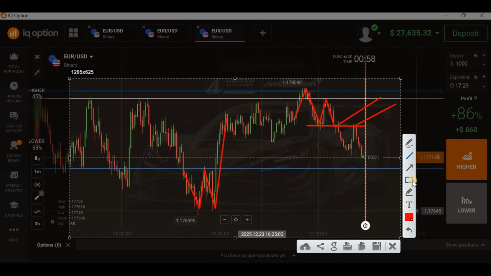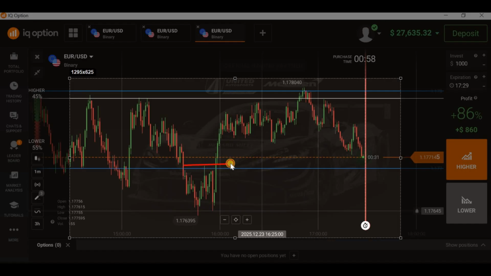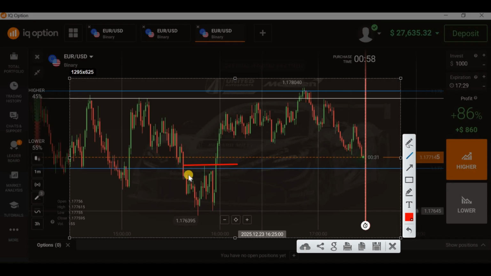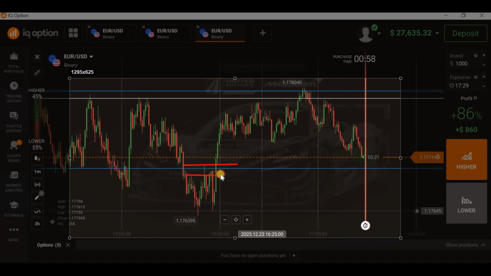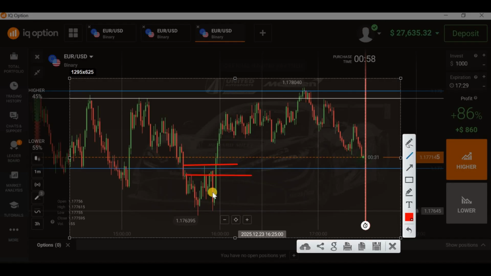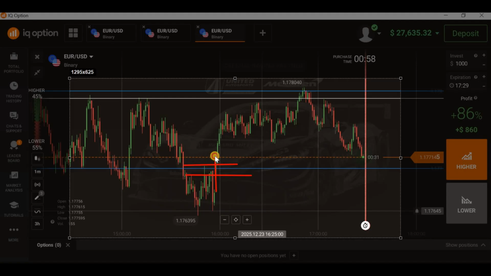Now let us put our neckline for this double bottom, so that we see how we can draw it. This is the whole area of the neckline. You can see this candlestick here and here, and this wick here. This is the neckline because this is a candle that broke the neckline.